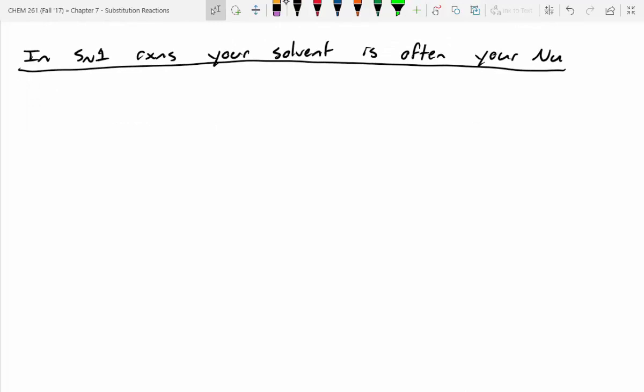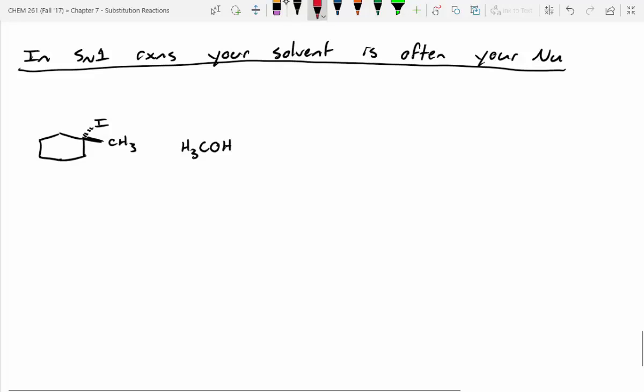So let's consider the following reaction. All right, I've got an iodine right here, and I've got a methyl group right here, and then I've got methanol over here. All right, do you guys think that this is going to be an Sn1 reaction or an Sn2 reaction? Sn1? Okay, so I think Sn1 too.